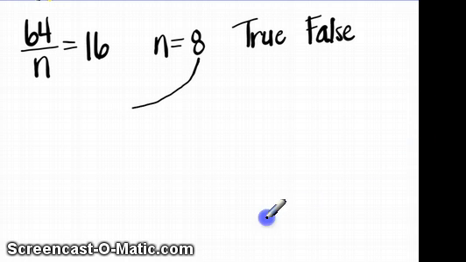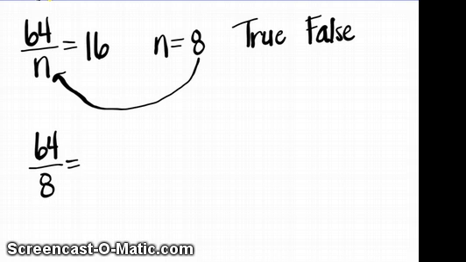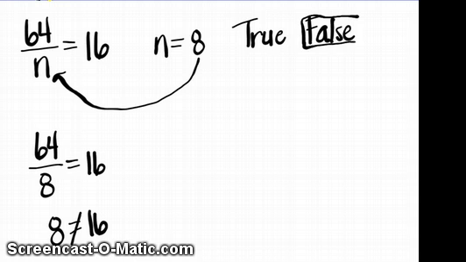So if I put 8 in for my n, that's saying I have 64 over 8, and that should equal 16. But when I actually do the math, I know that 8 times 8 is 64. Do they equal the same number on both sides of my equal sign? No. So that would mean that my statement is false.